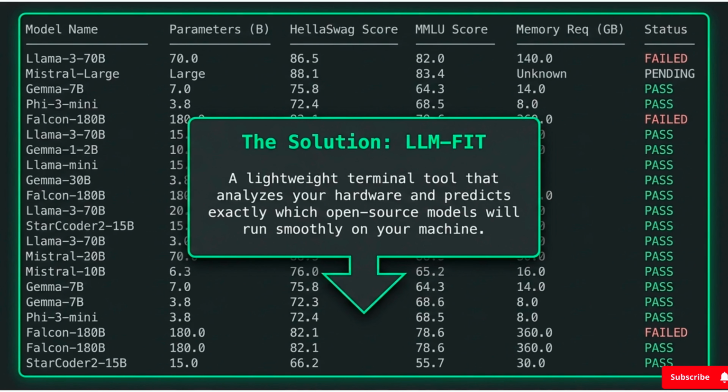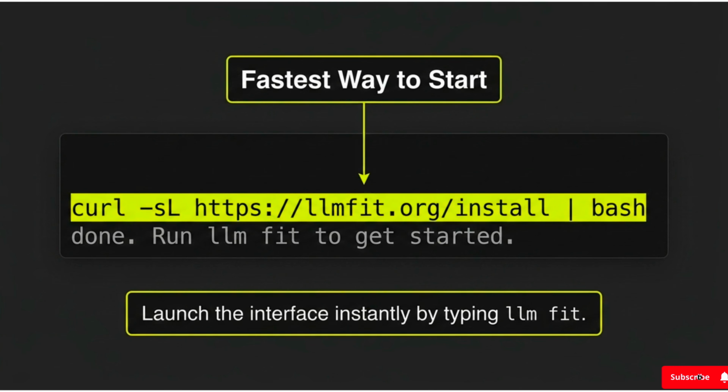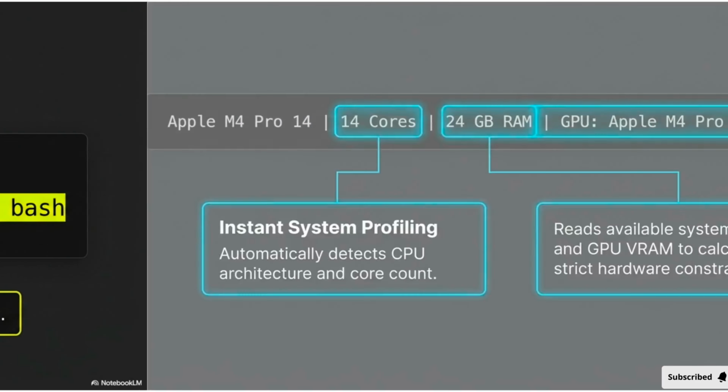The solution is LLM-FIT. It's a lightweight terminal tool that analyzes your hardware and predicts exactly which open-source models will run smoothly on your machine. The fastest way to start is by using the provided curl command to install. Once done, you can instantly launch the interface by typing LLM-FIT.